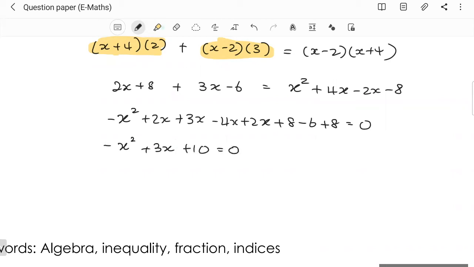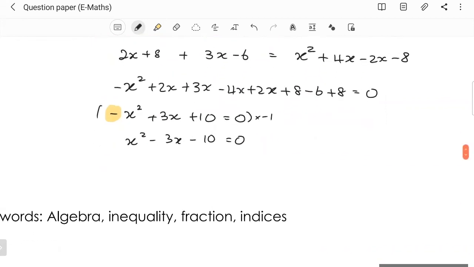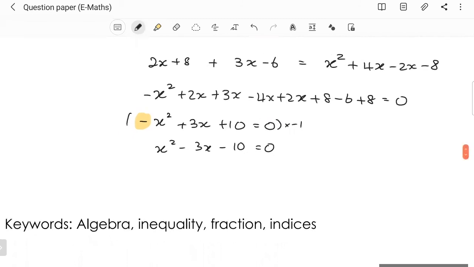But then I don't really like to see the negative on my x squared. So what I do is I multiply the whole thing by -1. So everything becomes times negative. So I'll have x squared minus 3x minus 10 equals 0. From here, I can solve. We don't stop here. I want to find out what is x.